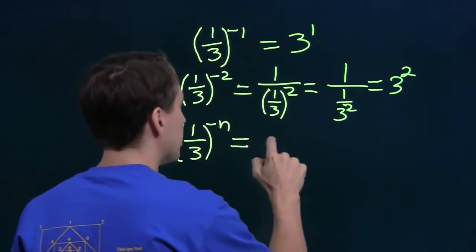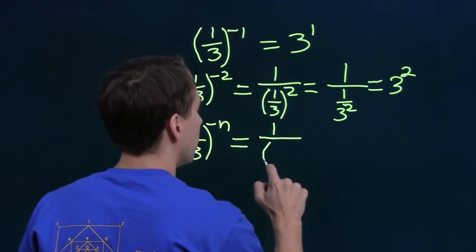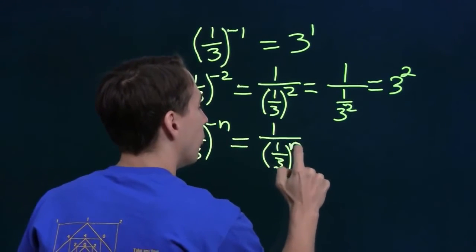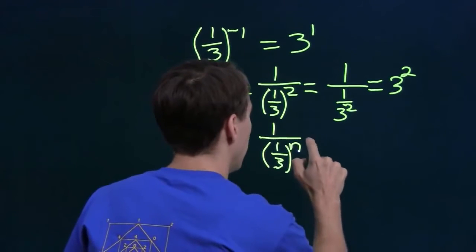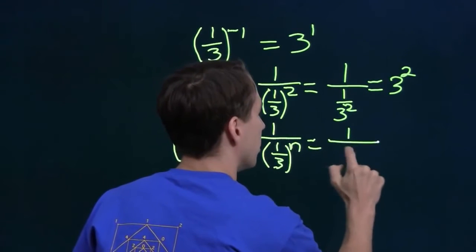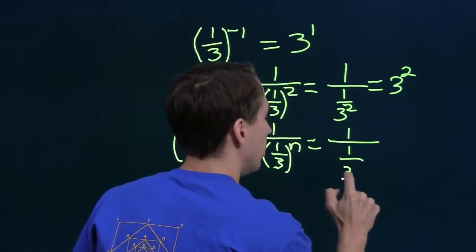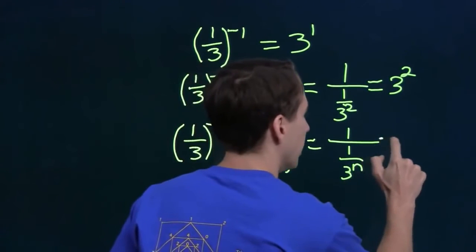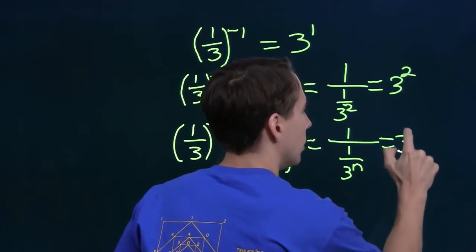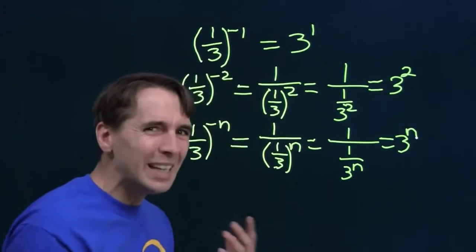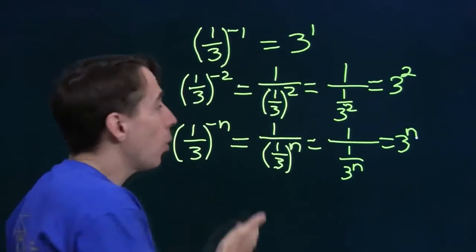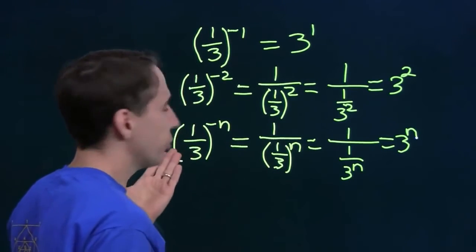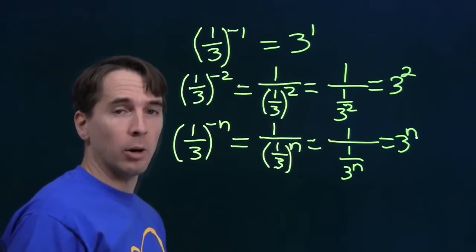Well, we just follow the same steps as we did right up here. This will just be the reciprocal of 1 over 3 to the n. And that gives us the reciprocal of 3 to the n. And of course, that's just 3 to the n. Now, of course, this really isn't anything new. We're just using what we already know about negative exponents. So we know how to handle taking a reciprocal raised to a negative power.